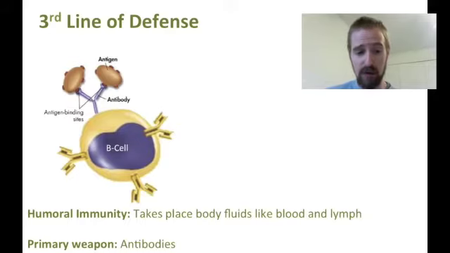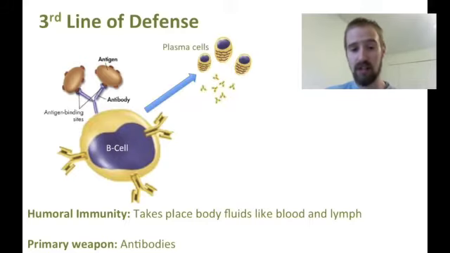Antibodies bind to specific antigens, and what that does is it stimulates this B cell to produce a bunch more cells. Some of them are called plasma cells, and these plasma cells produce more of this particular antibody so that we can hopefully pick up and target and destroy a whole bunch more of these antigens, should any be present in our system.